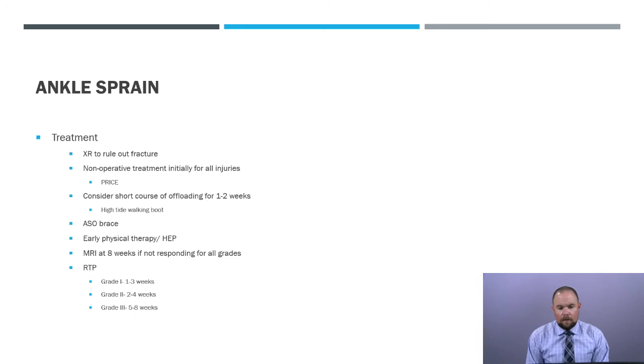Now, MRI is only really indicated if they're not responding to conservative treatments, for all grades. So again, initial treatment would be the same as long as there's no fracture, and then just continual reevaluation. Return to play guidance would be based on the severity of the injury. Grade 1s, sometimes they can get back in a week to 3 weeks, depending. Grade 2 sometimes takes 2 to 4 weeks, and then grade 3s 5 to 8 weeks.